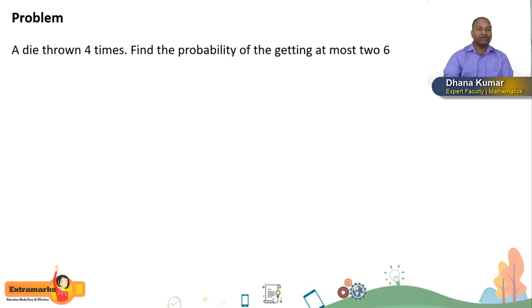See here. A die contains how many faces? 6. Those faces are 1, 2, 3, 4, 5, 6. A die is thrown 4 times. Let us say n is equal to 4, the number of times. Find the probability of getting at most 2 sixes. Question clear? Question understood or not?